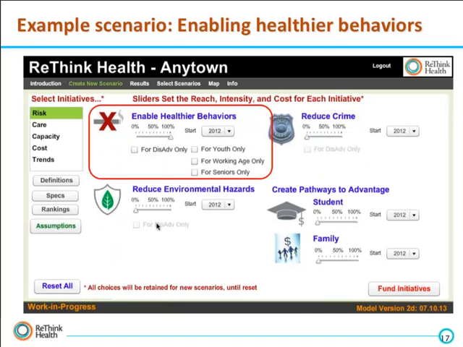Okay, so now we are ready to look at the simulator. We're not going to go online, but here we have a screenshot of the first thing that you would come to if you went to the Anytown model online. And that is you're asked to select initiatives in these different categories that I described. So here's an initiative called Enable Healthier Behaviors, and we're going to focus on this one.